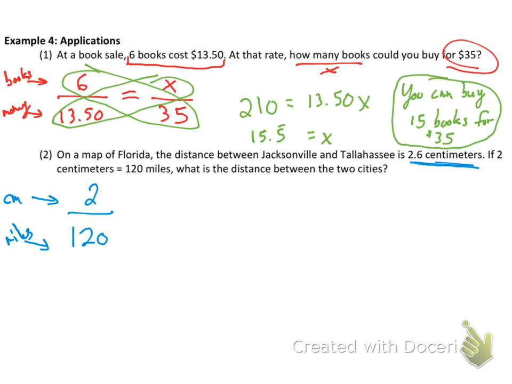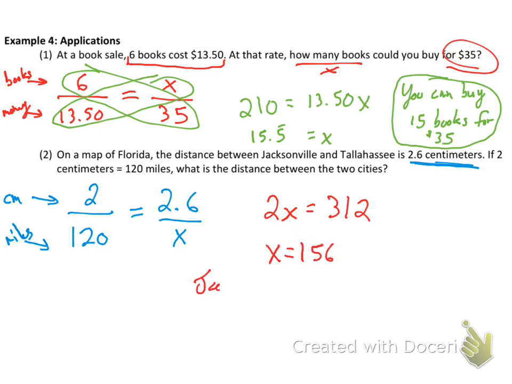Well, we know this fact. We know on the model, on the map, it's 2.6 centimeters. We're trying to figure out how many miles it is. So I want to cross multiply this proportion now. So I'm going to have 2x equals 120 times 2.6, which is 312. If I divide both sides by 2, x is going to equal 156. So Jacksonville and Tallahassee are 156 miles apart.